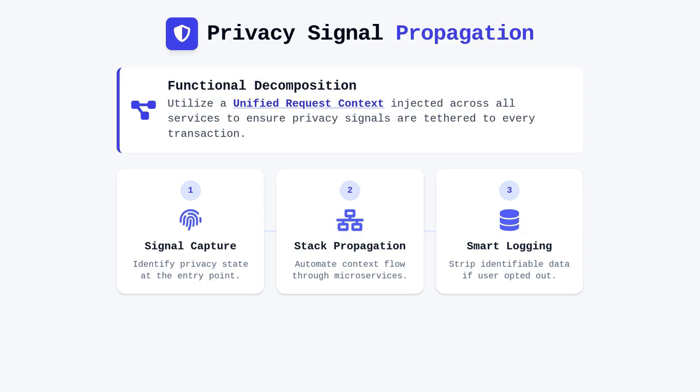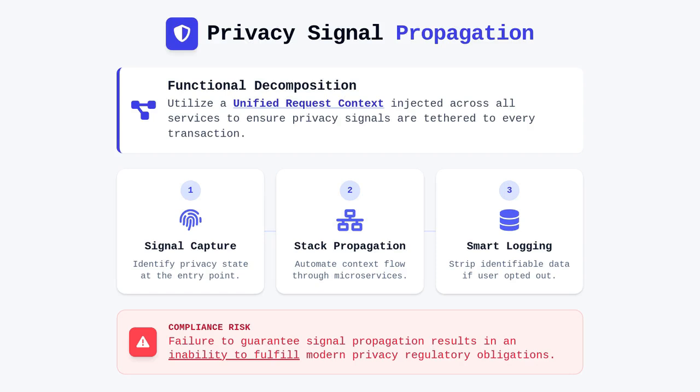A well-designed system uses a unified request context that is injected into every service, ensuring that even if a request hits 3 different microservices, the opt-out signal remains effectively tethered to the transaction. Automating this propagation ensures that your privacy posture is consistent across the entire distributed architecture. If you cannot guarantee that the signal follows the data, you cannot fulfill the technical obligations required by modern privacy regulations.